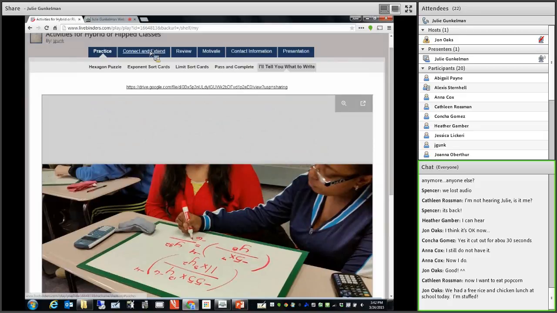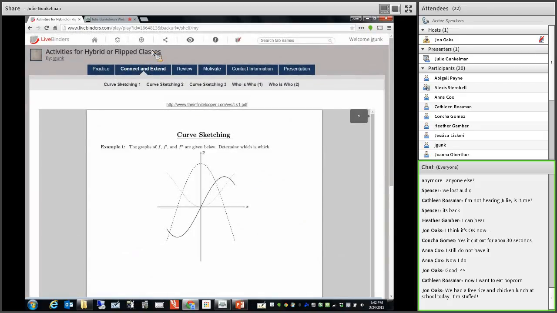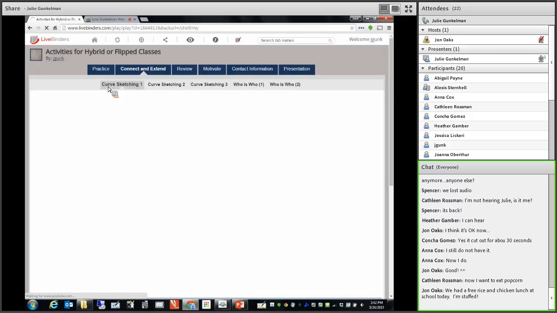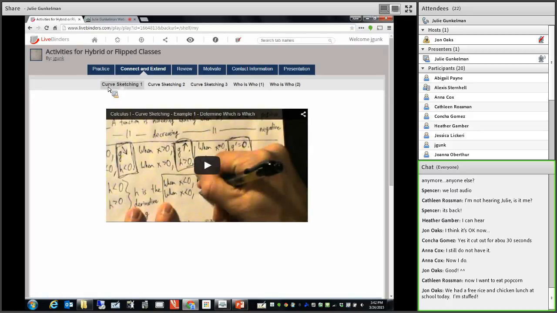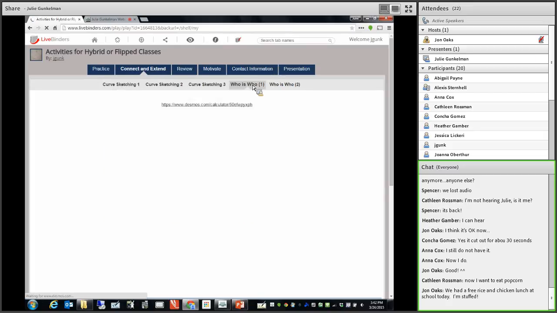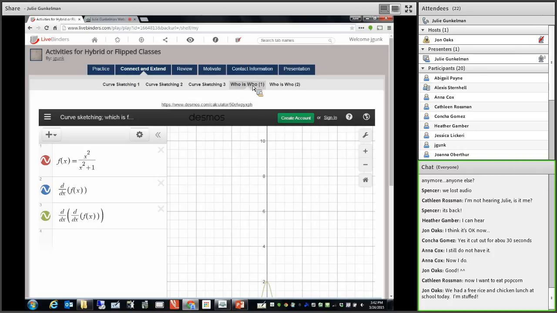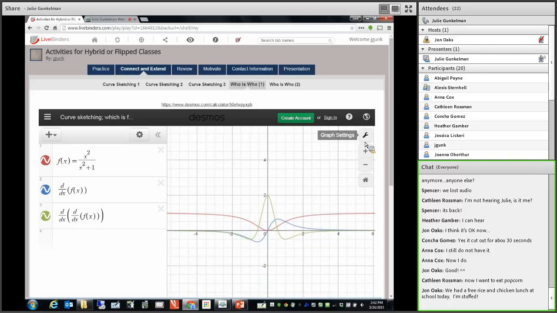The connect and extend, all the stuff from the Infinite Looper, he puts all of his worksheets online. They're usually in the description of the video. So this is the one for curve sketching. And then all of these tabs that say like curve sketching 1, that's going to be the video that he made that links to that example 1. So if you wanted to check that out, you could. At the end of this particular tab set, I have the who is who, which is the derivative activity that I did when I made it a little bit harder.